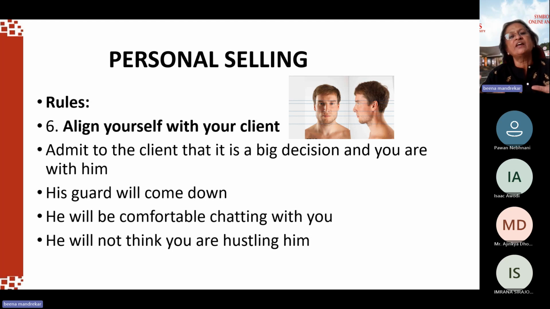I know it's a big decision that you are taking. I am with you every step of the way. So then he will understand and he will say, oh, thank God. At least that way he knows that I am putting a lot of money. He's not hustling me or pushing me. That comforts the buyer.